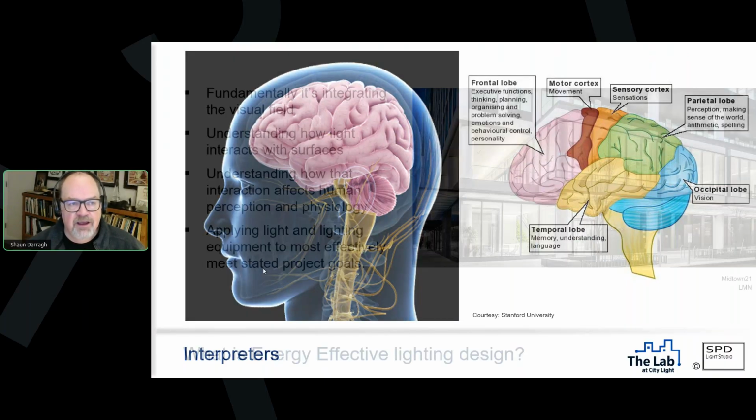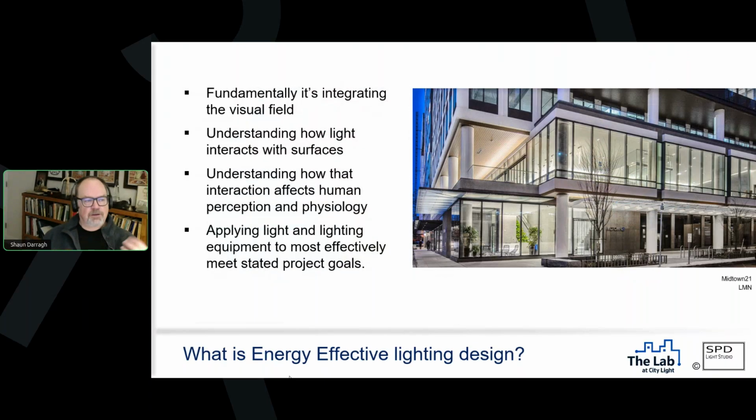So at the end of the day, energy effective lighting design is fundamentally integrating the visual field. It's taking everything that you see and ordering it, right? By putting light on it, taking light off of it, by changing the direction of the light, by changing the color of the light, understanding how we are going to perceive that space based on our experience and based on how our brain is going to interpret it.